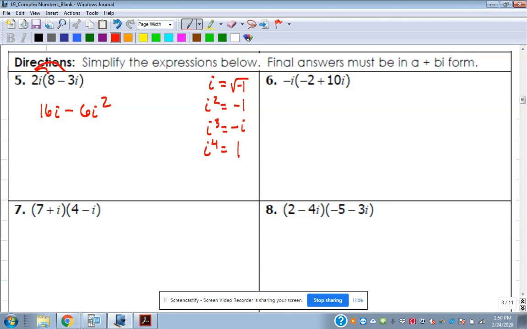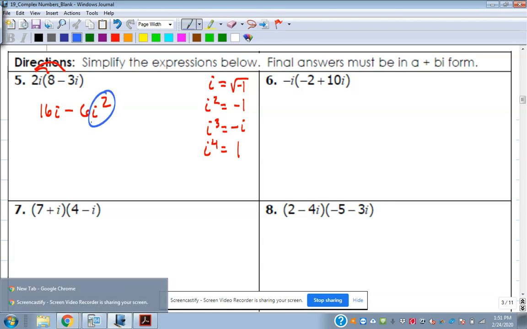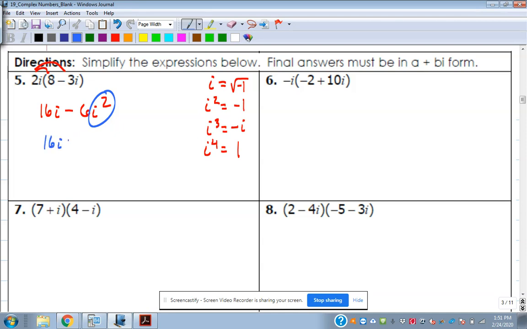So on this one, I've multiplied it out. Now I'm going to simplify it. So what can change in this problem? The i squared is going to turn into negative 1, right? So that's 16i minus 6 times negative 1 is really what's happening. So what's that change that 6 to? It's a negative 6 already. So it changes it to positive 6 plus 16i. Okay. So again, I'm rewriting the answer in standard form for a complex number.